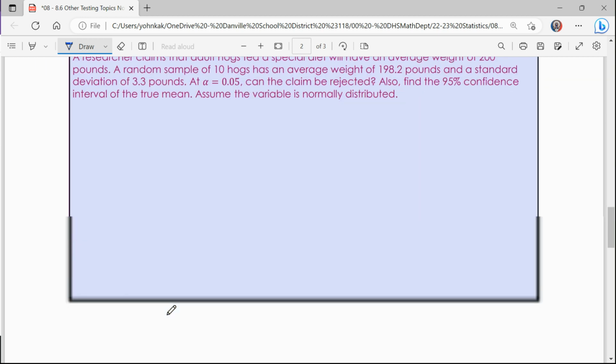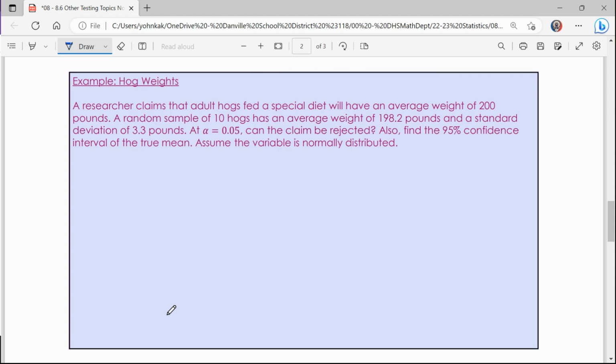All right, let's take a look at another one. This one's about hog weights. A researcher claims that adult hogs fed a special diet will have an average weight of 200 pounds. A random sample of 10 hogs has an average weight of 198.2 pounds and a standard deviation of 3.3 pounds. At alpha equals 0.05, can the claim be rejected? Also, find the 95% confidence interval of the true mean. Assume the variable is normally distributed.